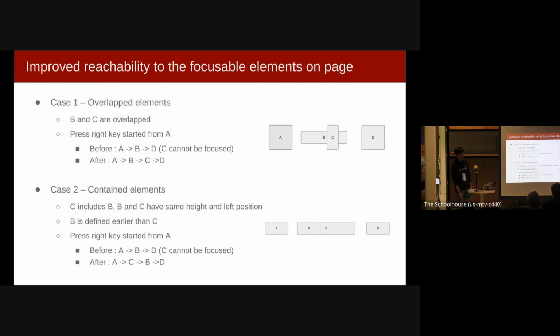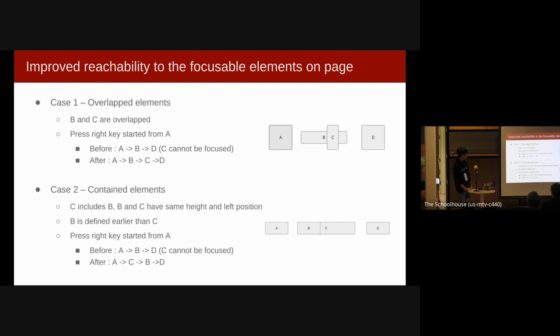Next, we improved reachability to focus of elements on a page. There are 2 example cases. The first case is overlapped elements. In this picture, B and C are overlapped. When pressing the right key starting from A, C was not able to get focused. But after the improvement, C can be focused.